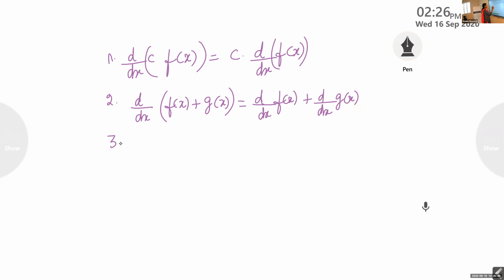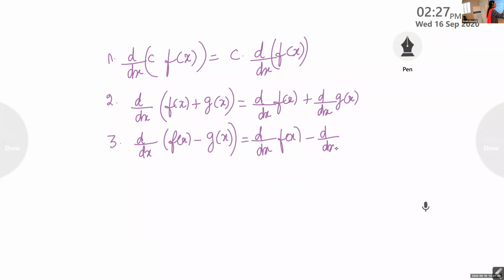Third rule. Again, for addition we learned the same thing, and we can apply it for subtraction also. d by dx of f of x minus g of x is equal to d by dx of f of x minus d by dx of g of x.